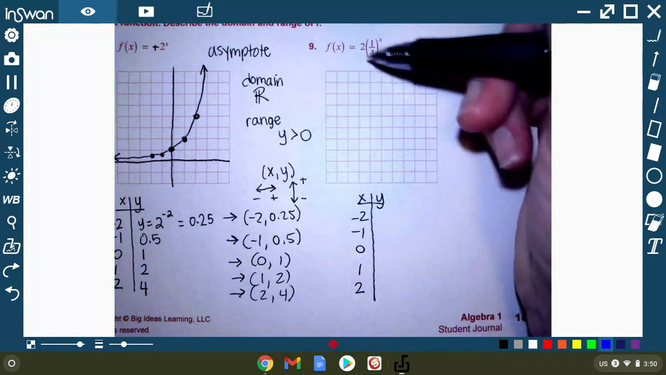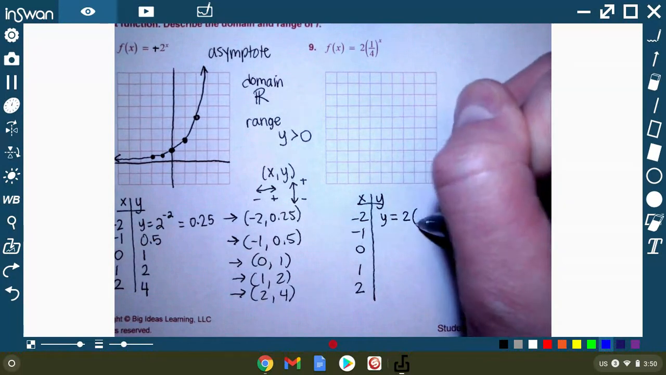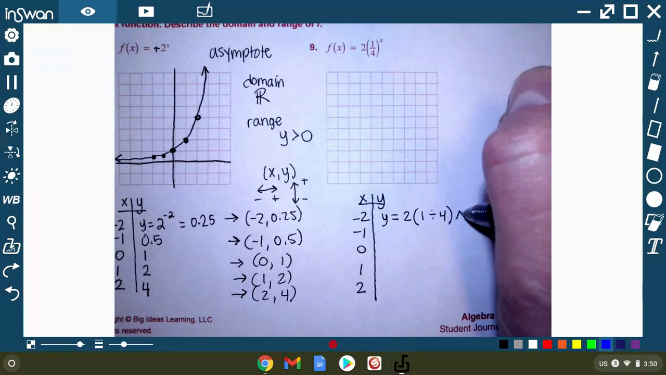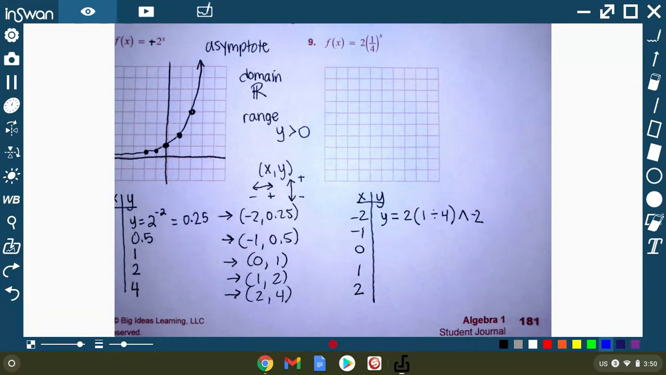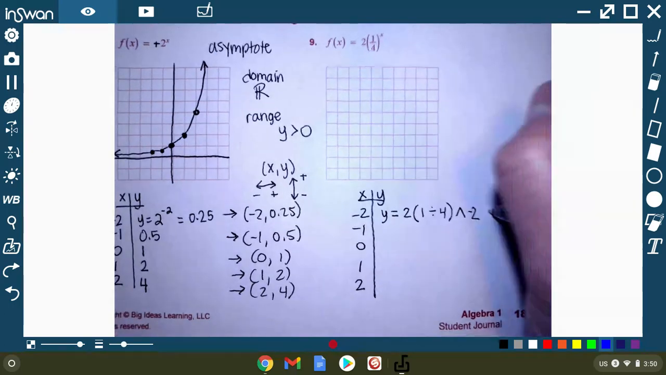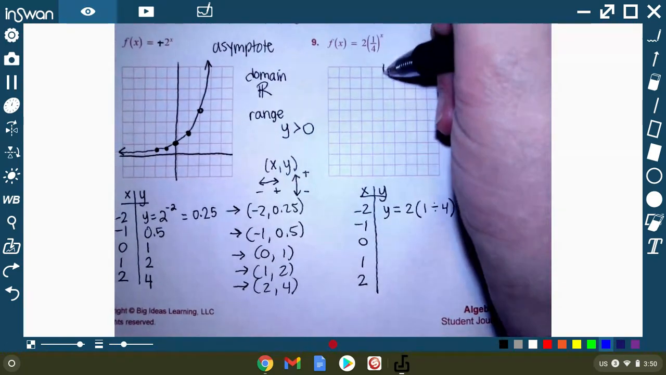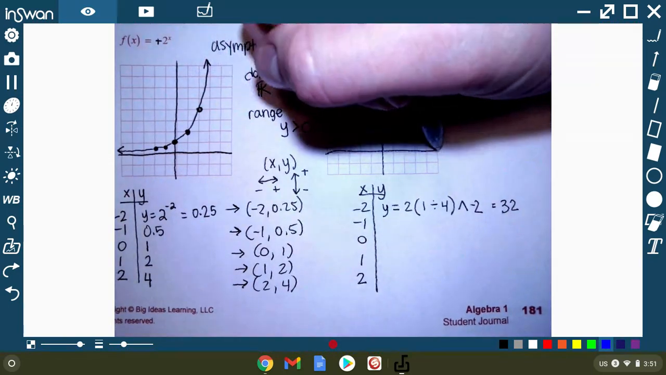But we're going to take this equation and plug in negative 2 to start. So y equals 2 parenthesis 1 divided by 4, and then hit the caret button, and then we're going to put our negative 2 in there. Okay, so if I plug that in, 2 parenthesis 1 divided by 4, and then raise it to the negative 2, we're going to get 32, which is like, oh no, it's not going to fit on our graph. And you can actually change the scale if you need to fit more points. But I am totally fine with graphing the rest of them and then seeing what our shape looks like.